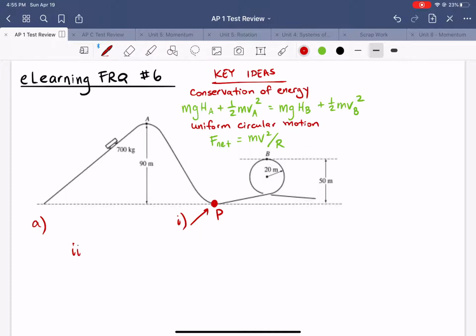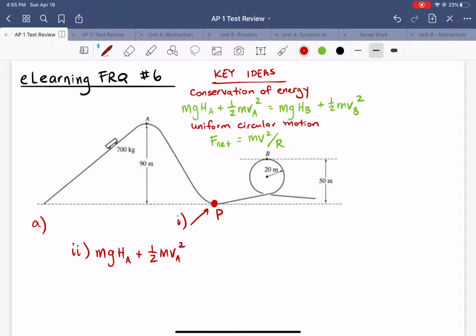The second part asks us to actually calculate that speed. All right, so I'm going to use a modified version of the equation that I wrote up above. At point A, the gravitational potential energy will be mg times the height at A.